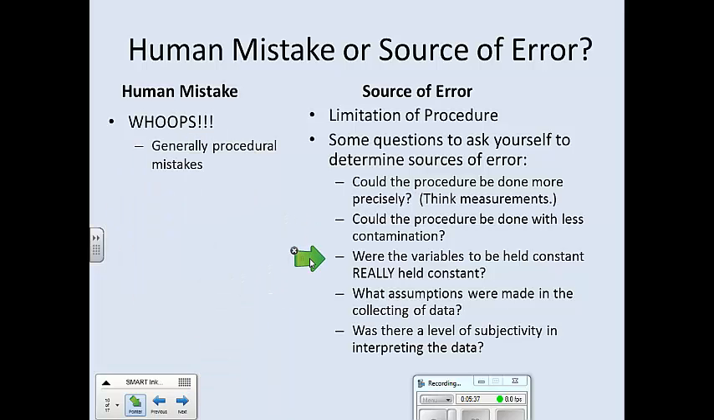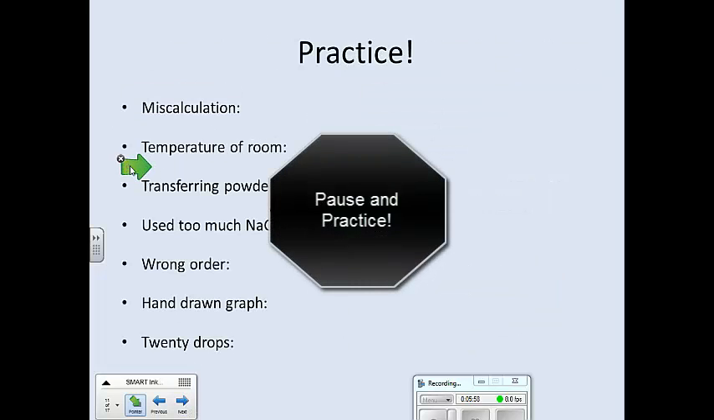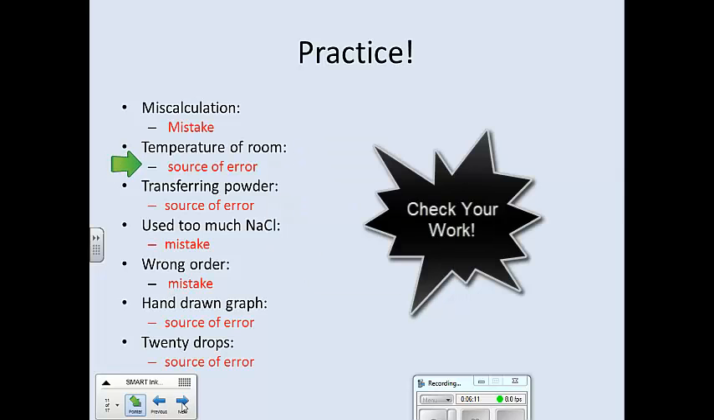Then make sure your control variables are actually held constant. If they're not, you can always go back and see if you can control that depending on the equipment you have. And then all your assumptions. Those are all sources of error. Remember, anything that limits the procedure is going to be a source of error. Any type of procedural mistakes that you made during the lab are going to be mistakes. So go ahead and see how you can do on these. These might take some practice until it starts to click, but go ahead and pause it.